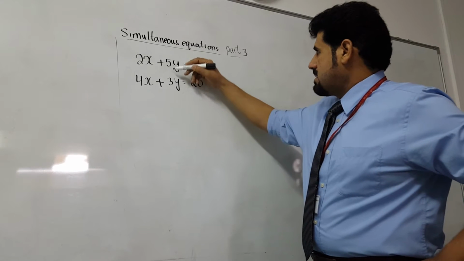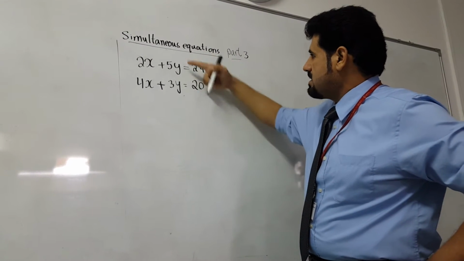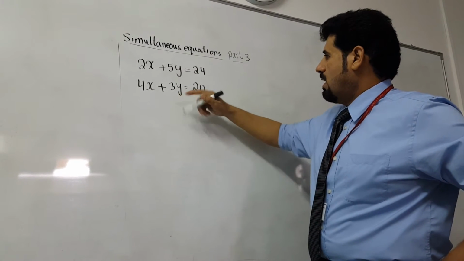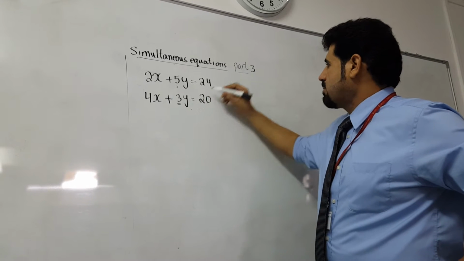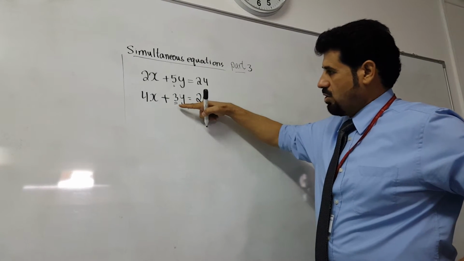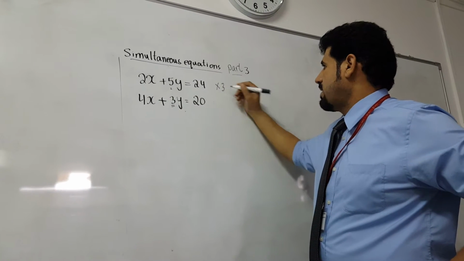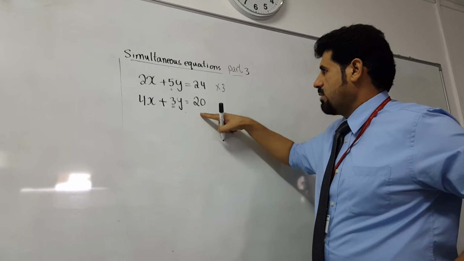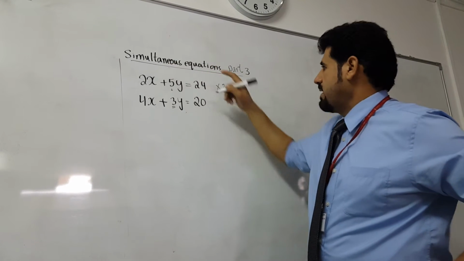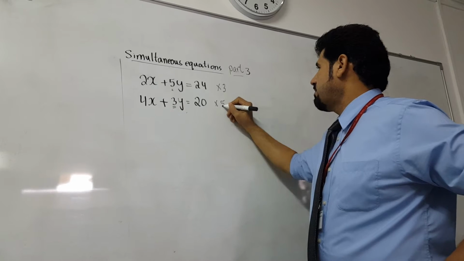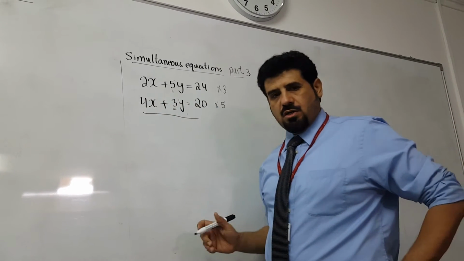So I look at these two equations, and then I think about cancelling this variable. So I look at this coefficient and this coefficient. I multiply the first equation by the coefficient of y in the second equation, so times 3. And then I multiply the second equation by the coefficient of y in the first equation, times 5. And then I will generate two new equations.